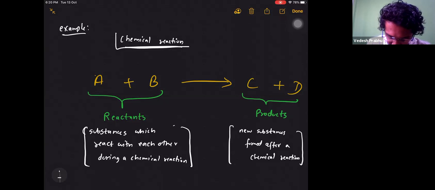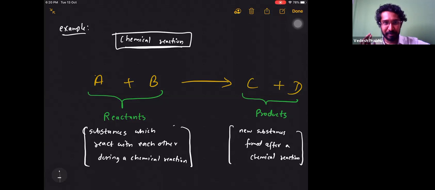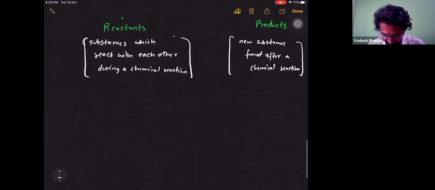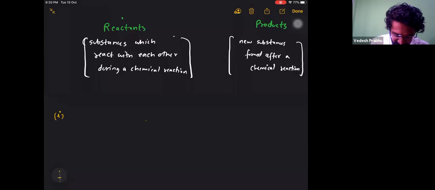All you have to remember is: reactants are the substances which react during a chemical reaction. Products are the new substances which are formed after a chemical reaction. Now let me check if you understood this terminology or not. I will write one reaction, let me see if you can tell me the answer to this question.